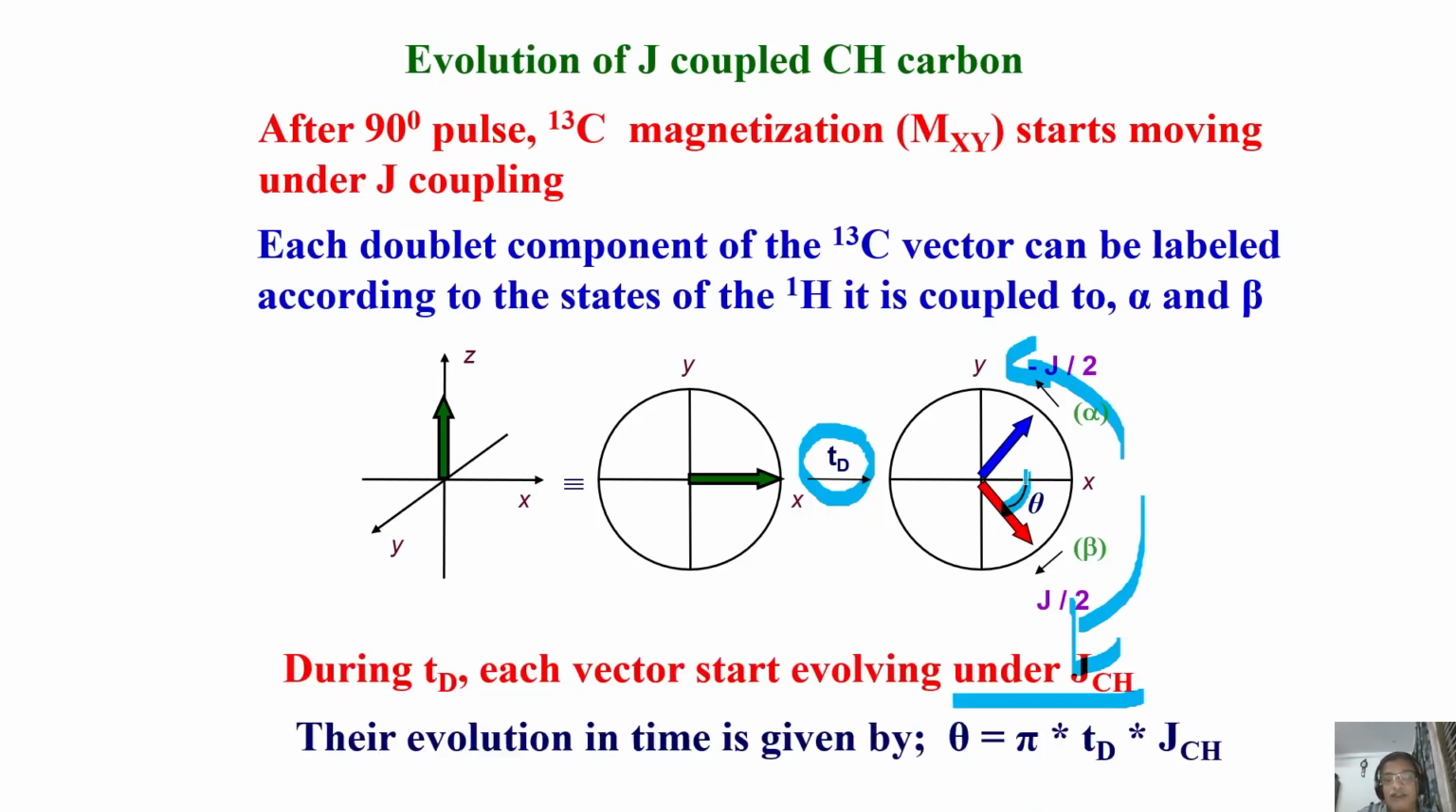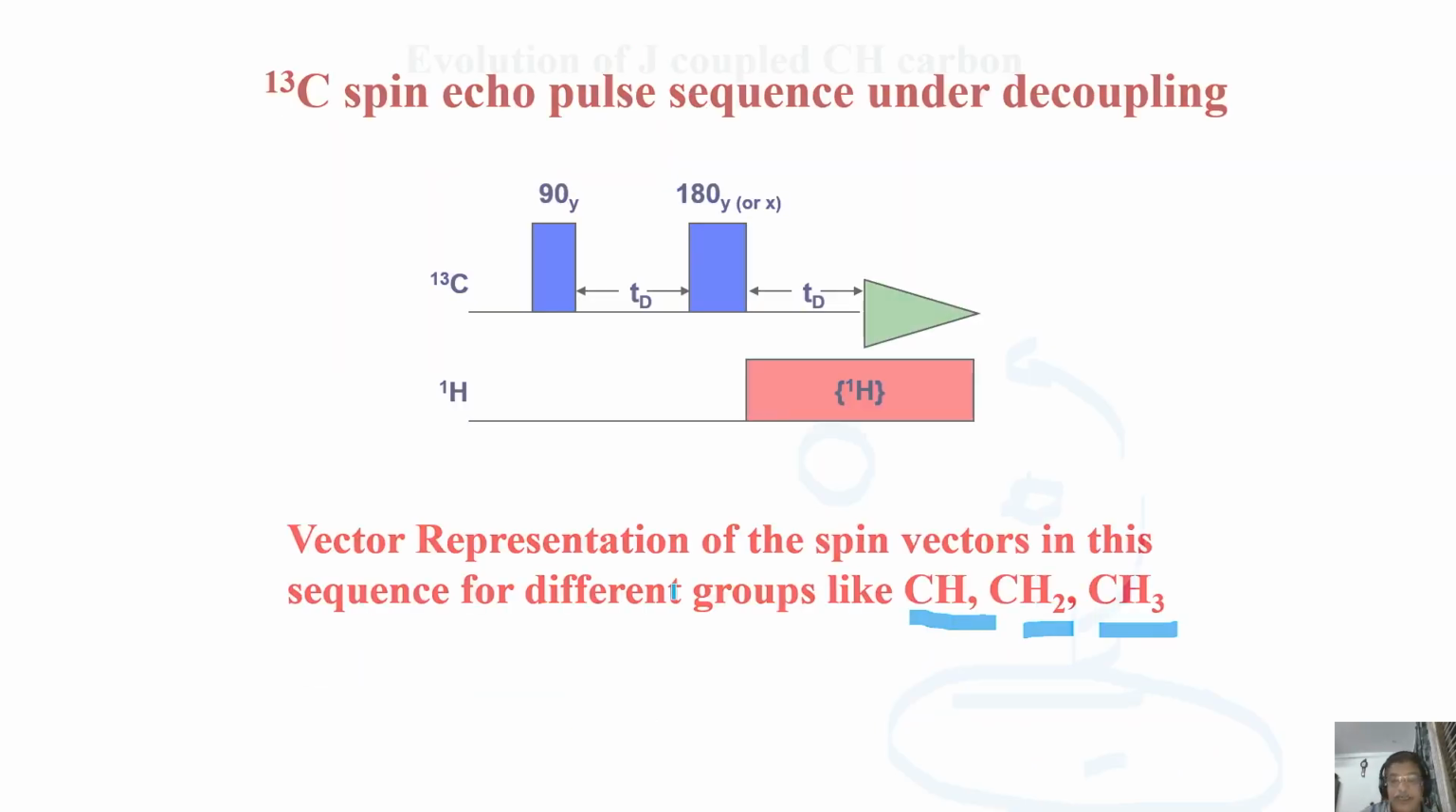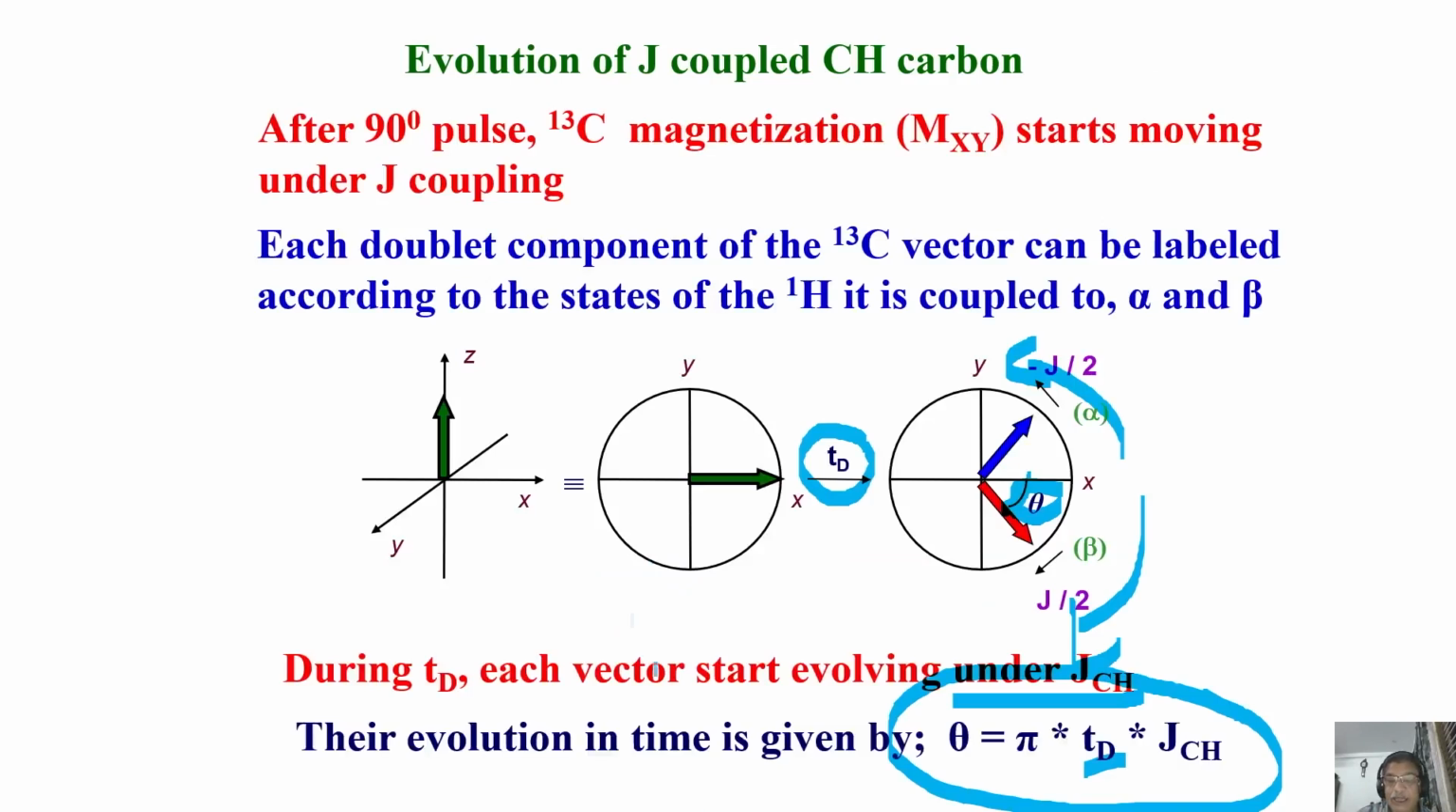How much it has evolved at a given time is given by this simple expression. Please remember this. The angle theta by which these vectors have moved is given by pi into TD into JCH. It depends upon three factors: pi, the delay, meaning how much time you have waited in this pulse sequence, and the strength of the coupling. Depending upon the strength of the coupling and the time for which you have waited in TD, I can calculate how much these vectors have moved.